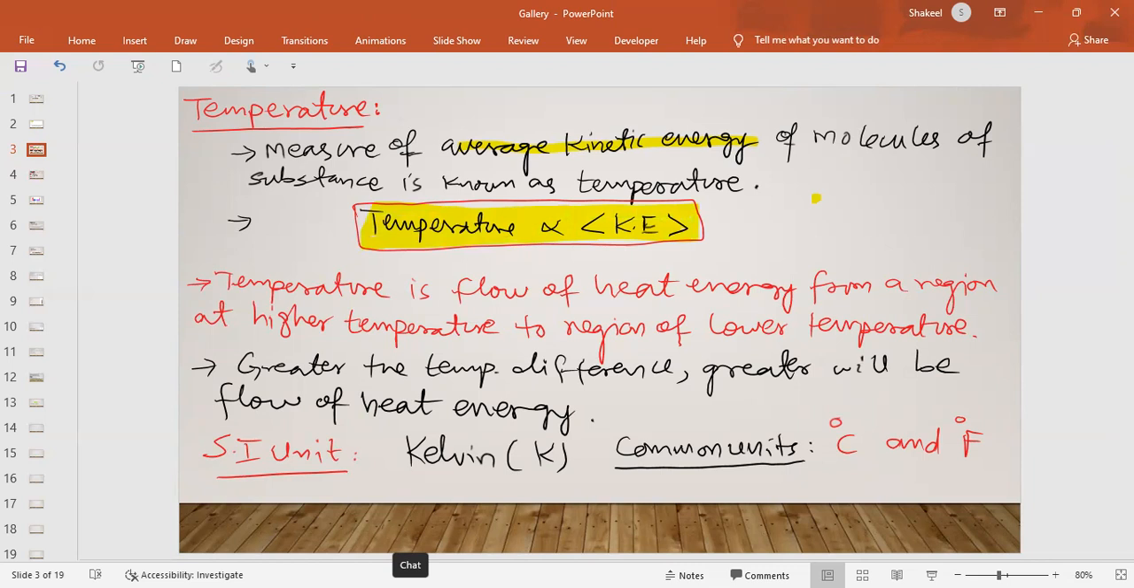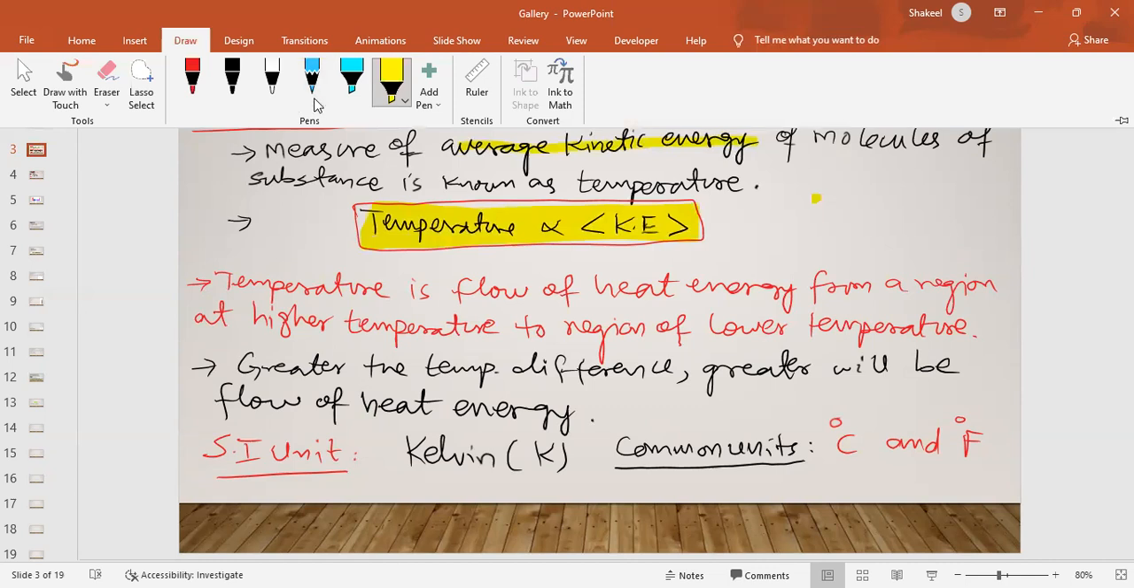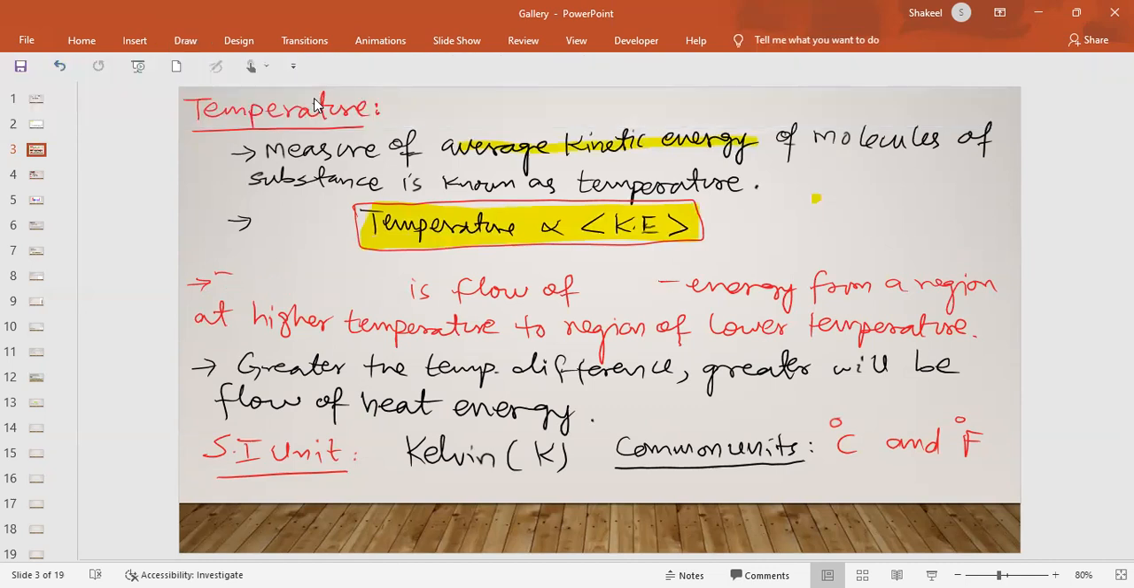Temperature is also defined in terms of the flow of heat energy from a region of higher temperature to a region of lower temperature. In fact, we can modify this to another thing, which is heat. Heat is the flow of energy from a region of higher temperature to a region of lower temperature. The greater the temperature difference between the two regions, the greater the flow of heat energy. The SI unit for temperature is Kelvin, and the other units are degrees Celsius and Fahrenheit.